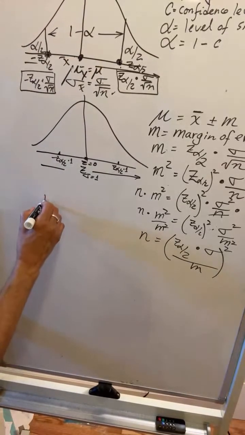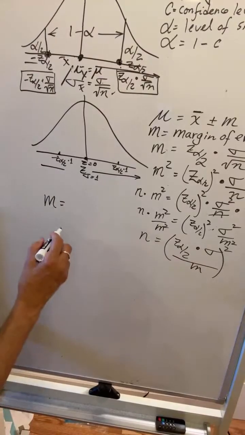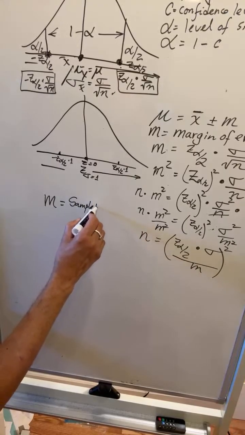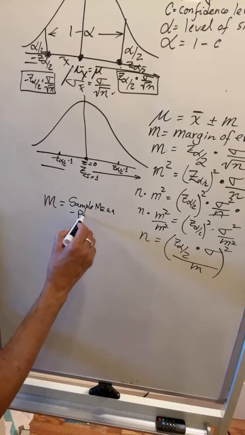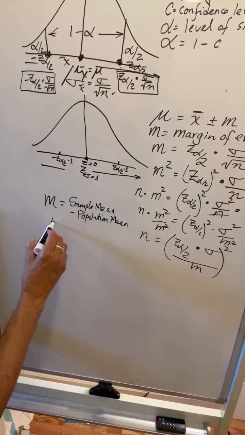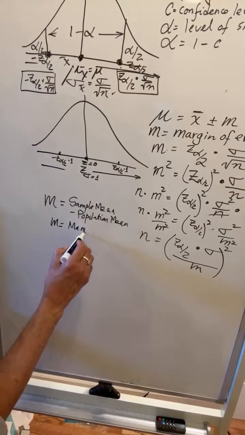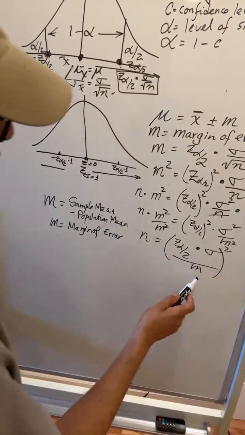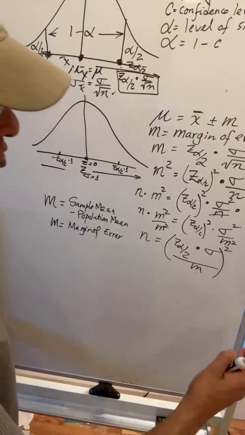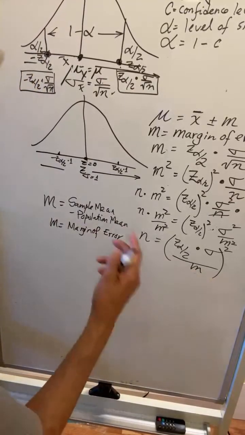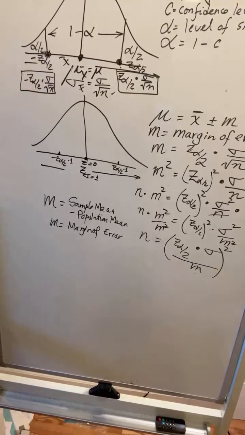So you ask me what is margin of error? Margin of error is the difference between the sample mean minus the population mean. And this m is margin of error. So you can see the utility of this formula. If we know the margin of error, that is how much distance between the sample mean and the population mean, and you are given the confidence interval, then you know z alpha by 2 multiplied by the standard deviation.